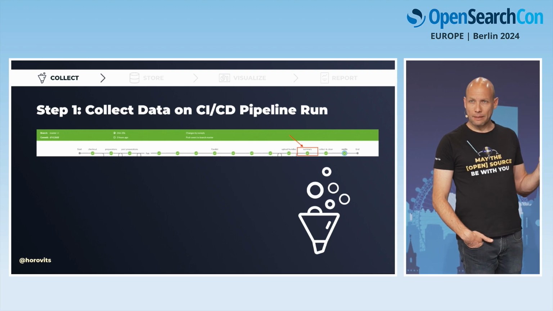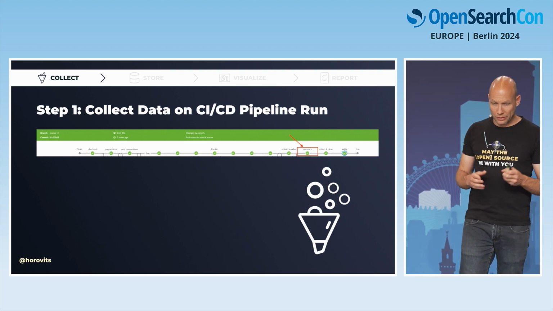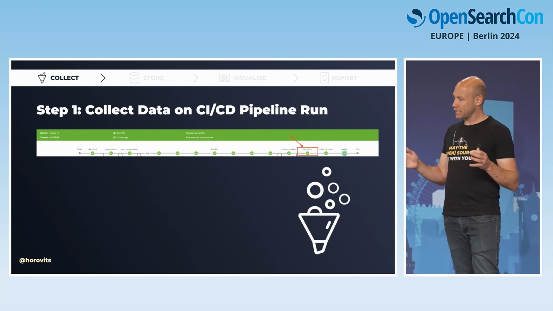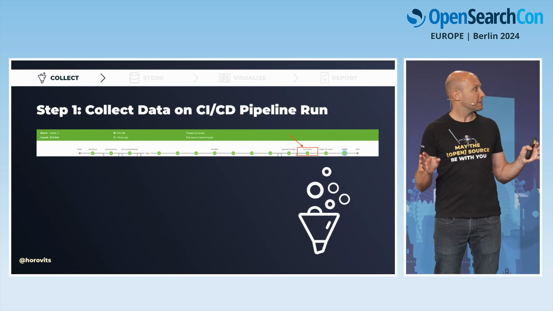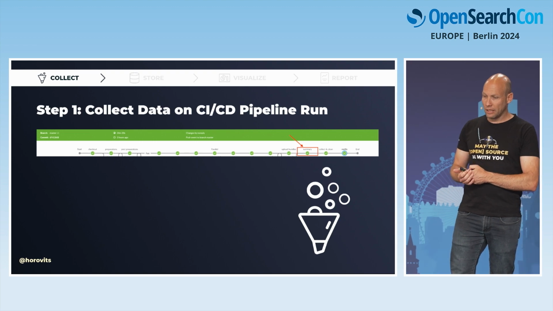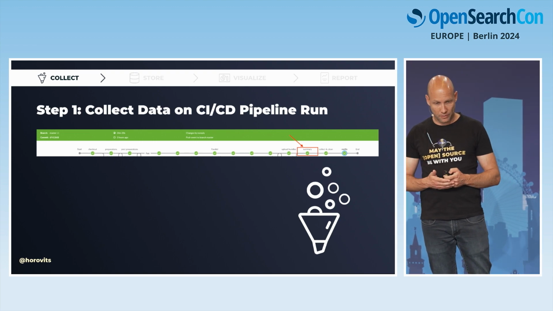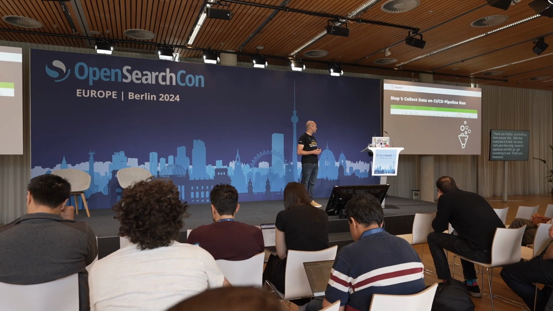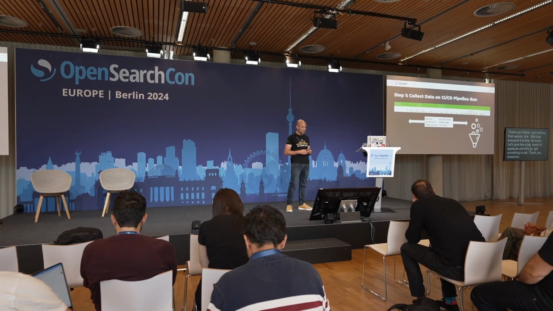So let's talk about the first step, the collect phase. For that, we instrumented the Jenkins pipeline to collect all the relevant information that we can get and put it in environment variables, essentially. And what kinds of information are we talking about? You can see some examples here.